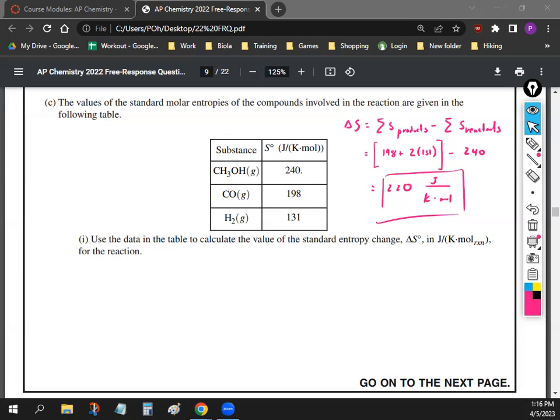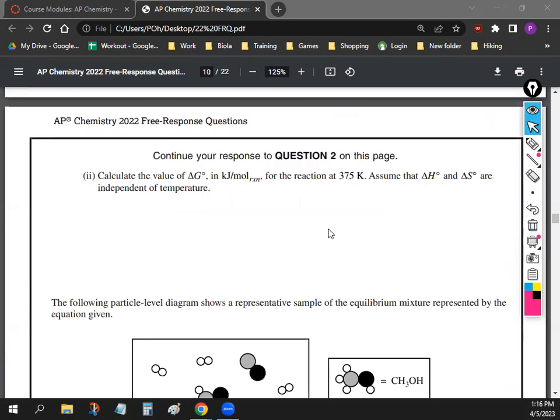Chandelier. Le chandelier. Come here, Le chandelier. All right, let's move on.